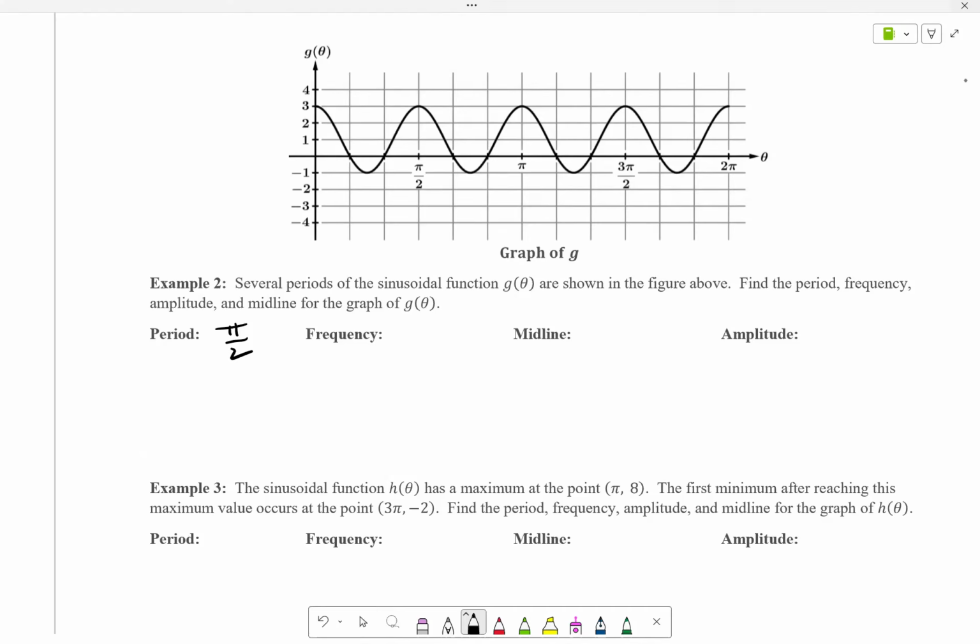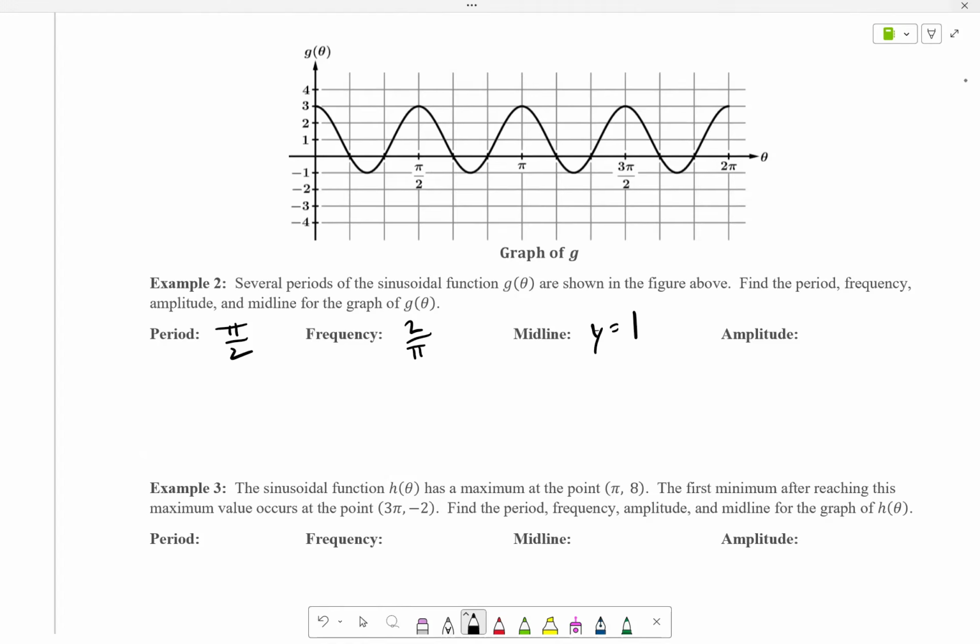Simran, look at that. What's the frequency? How'd you do that? Period. Thank you for not saying 1 over pi over 2, right? You just flip it. Perfect. Thank you. Midline. Mia. Y equals 1. Do we agree? Thank you. Yes, Simran? Because you just calculate how many units there are, I don't know how to explain.